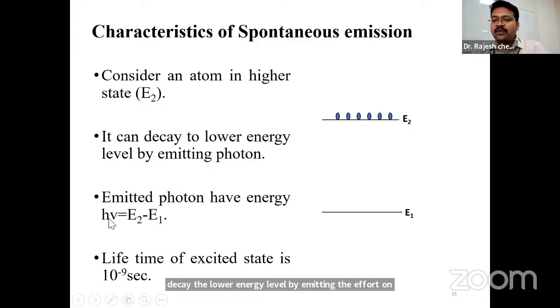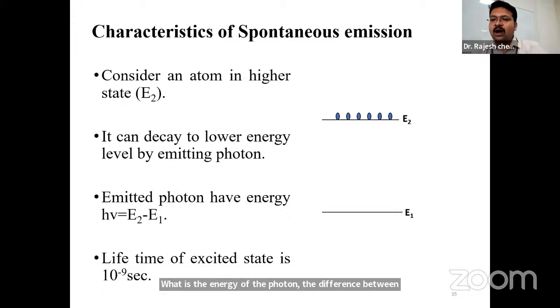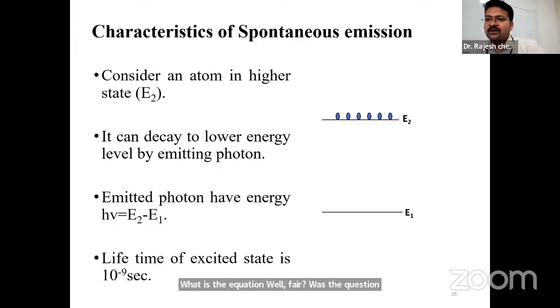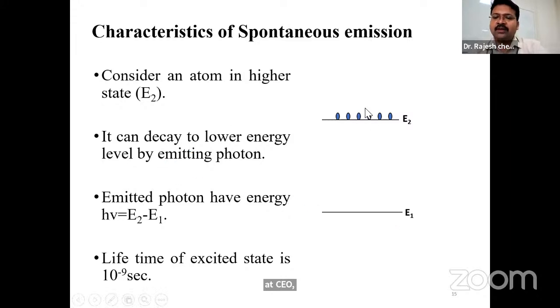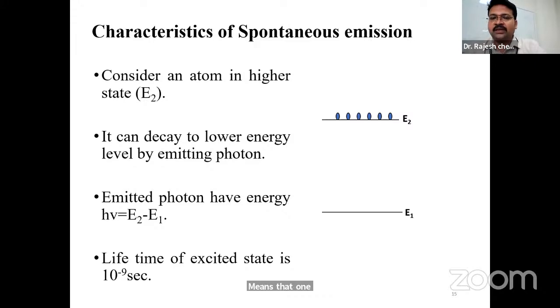Right? What is the energy of the photon? The difference between the two energy levels. That is how we can take the energy of the photon. What is the equation? Well, the famous equation, hc upon lambda. E is equal to h nu, right? Here we have two energy states, and we can take the difference and find out the energy of the photon coming from the excited state to the ground level, right? Now we can see here the lifetime of the excited state is 10⁻⁹ seconds, meaning 1 nanosecond. Clear? Am I clear to everyone?